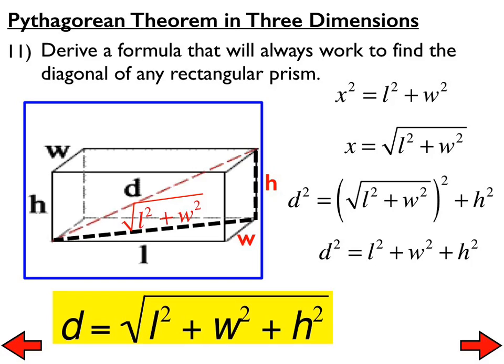So if we took the square root of both sides, this might be a better one for you. This would always give you the length of that diagonal from one upper corner of a box or a prism down to the lower opposite corner of the prism in one formula. And once again, it's just based on the Pythagorean theorem twice in 3 dimensions.